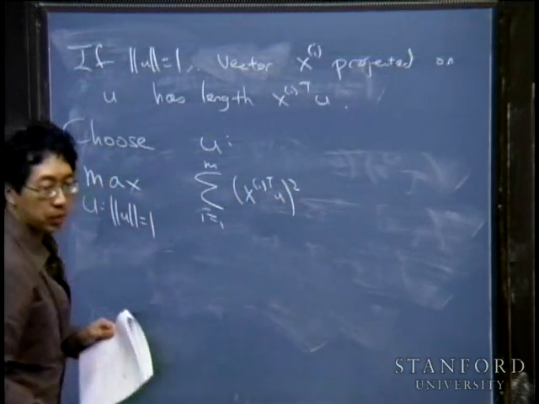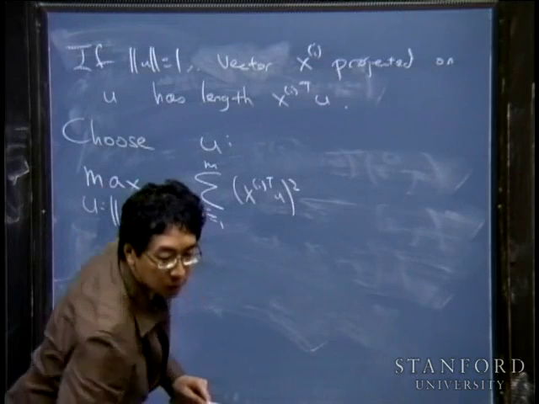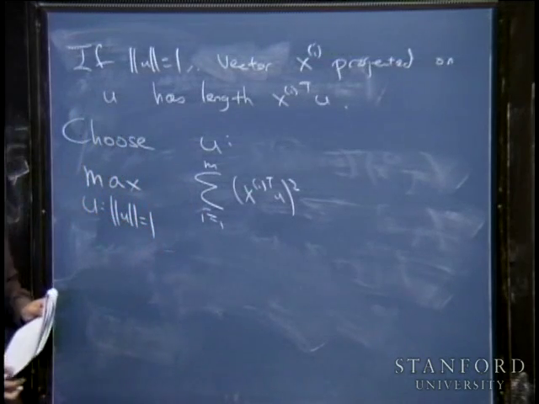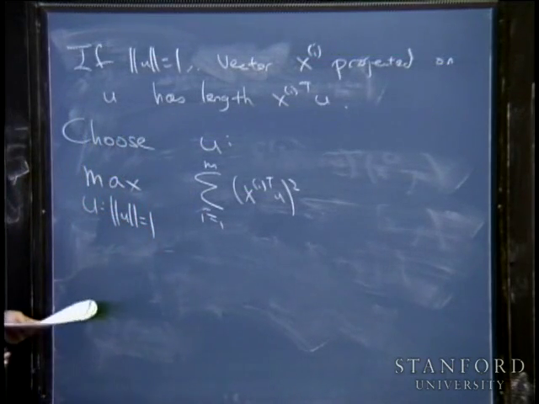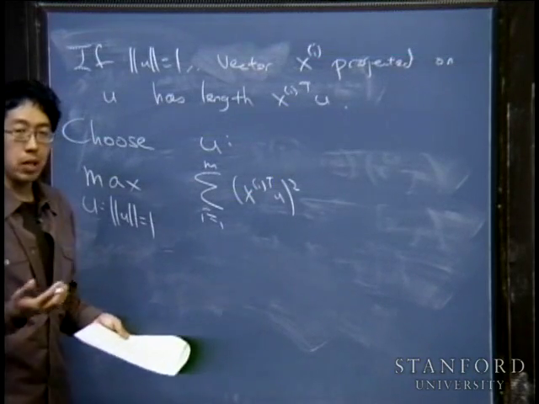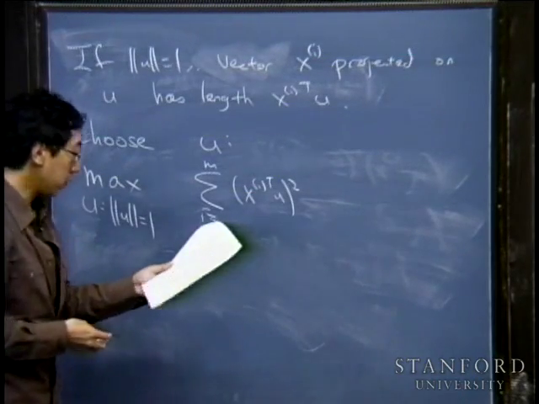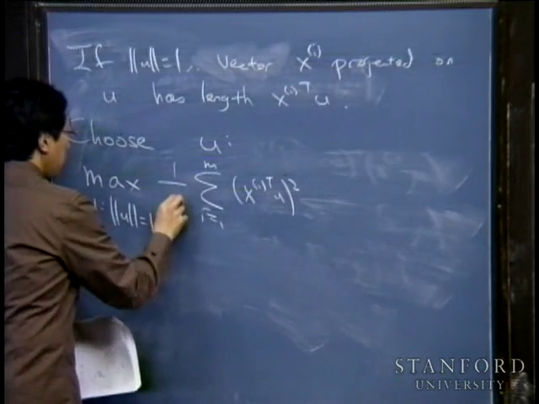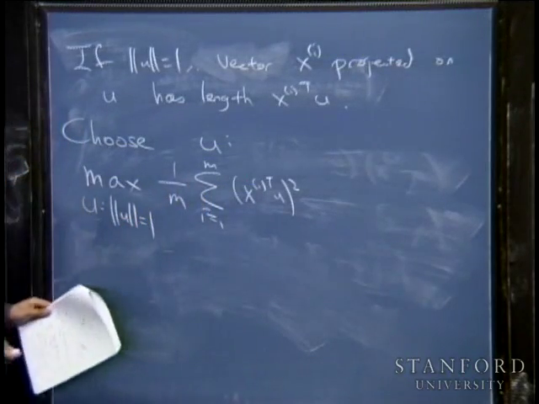The length of the projection of the vectors x onto u. Okay? In particular, I want the sum of squared distances of the projections to be far from the origin. I want the projections of x onto u to have large variance. And just to simplify some of the math later, let me put a 1 over m in front.